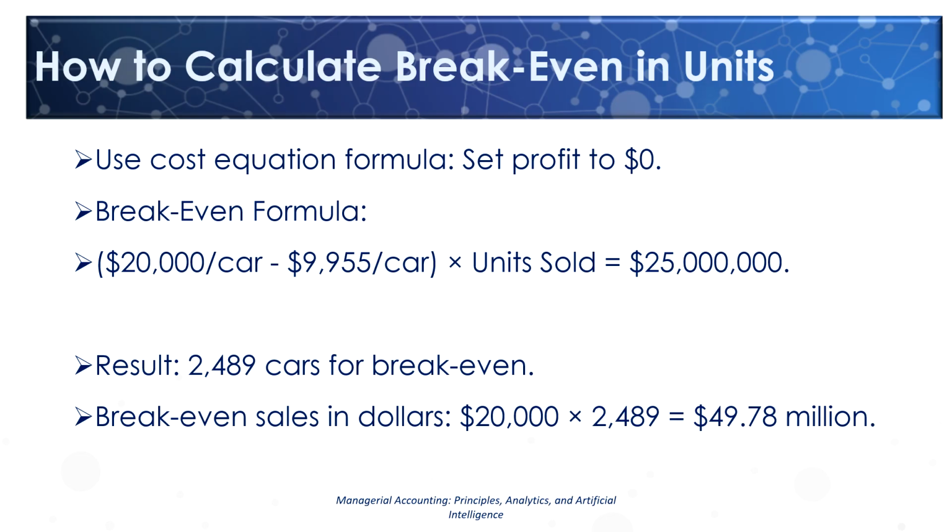If we take that contribution margin, the $20,000 minus the $9,955, or $10,045, and multiply it by units sold, at break-even we would cover all of our fixed costs of $25 million. Solving for units sold, we find that the result is 2,489 cars to break even. Break-even sales in dollars is approximately $20,000 per car times 2,489 cars, or $49.78 million in sales.